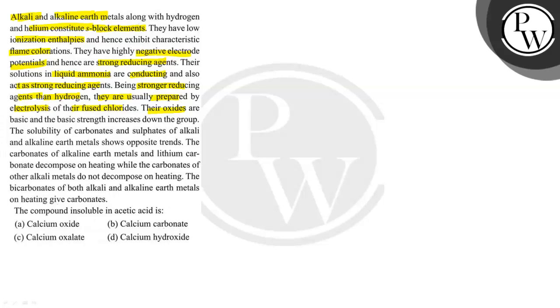Their oxides are basic and the basic strength increases down the group. The solubility of carbonates and sulphates of alkali and alkaline earth metals shows opposite trends. The carbonates of alkaline earth metals and lithium carbonate decompose on heating, while the carbonates of other alkali metals do not decompose on heating. The bicarbonates of both alkali and alkaline earth metals on heating give carbonates.